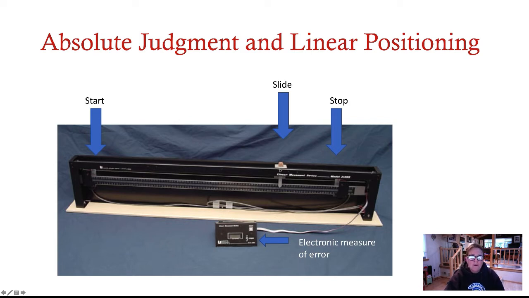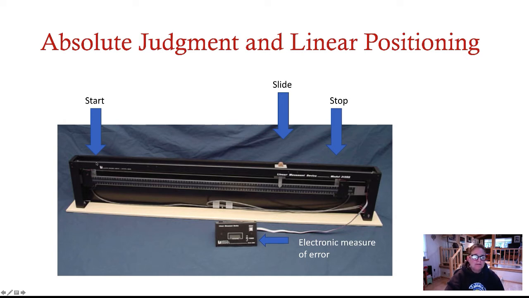And it's on ball bearings, so you should not be receiving any kind of feedback from the pole to the slide. You'll notice here that this is an electronic measure of the error. And what is the error? Well, the experimenter moves the subject, the slide, from the start out to the stop. And then the stop is removed.